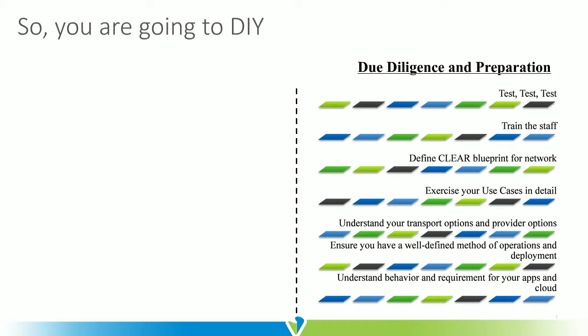First things first, the obvious one is test, test, test. Work with your vendor, do your evaluations between the various SD-WAN providers, and test, test, test. Bring them into the lab, do proofs of concept. Ensure you understand what the solution provides to you, and what the solution doesn't do. Then you need to train your staff. Your staff needs to understand how to implement SD-WAN.